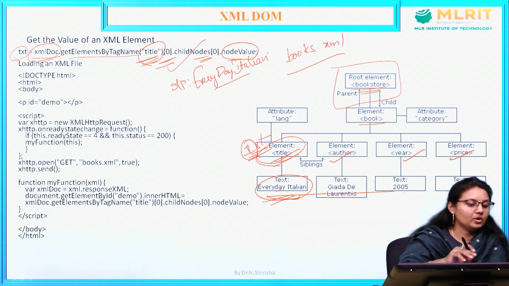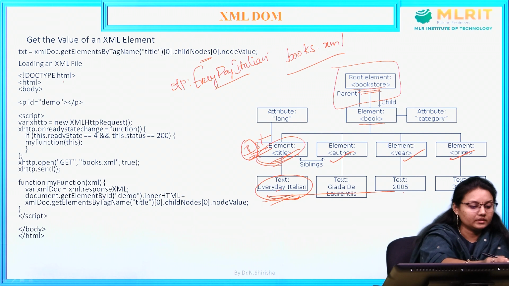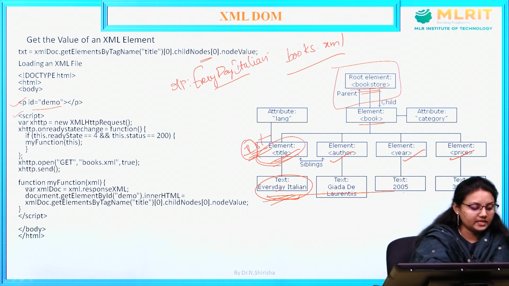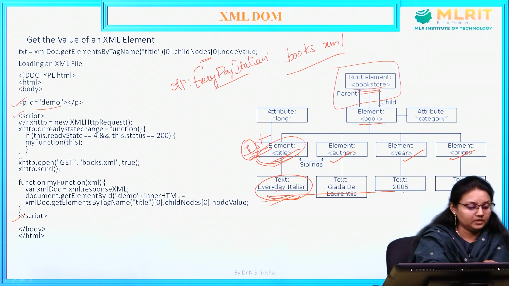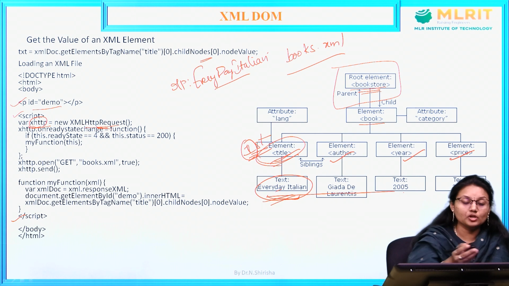Using those indexes, you can print the value. Now, loading an XML file. How are you loading an XML file? Here is an example where I have a p tag with the ID demo, and there is a script in which I am defining the content of my script. It creates a new HTTP request. This is nothing but creating an object, xhttp, for loading the content.